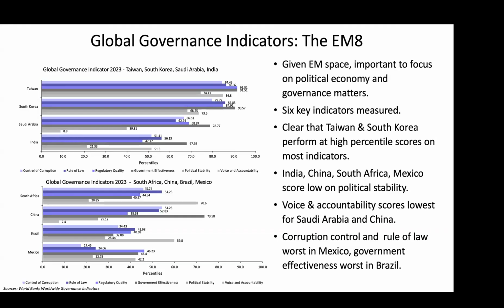So in the EM8, it's clear that Taiwan and South Korea perform at incredibly high percentile scores on most indicators, right? Rule of law, government effectiveness, and so on. India, China, South Africa, Mexico score low in political stability, but then on voice and accountability, it's Saudi Arabia and China that are the lowest. Corruption control, we're not the lowest. It's actually Mexico and Brazil.